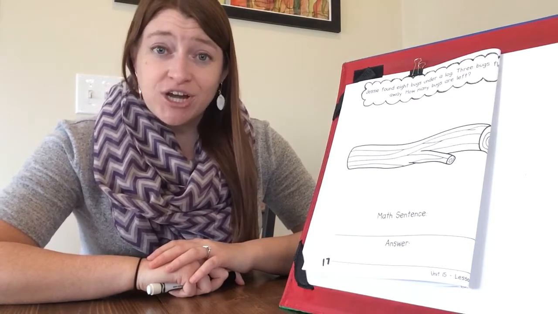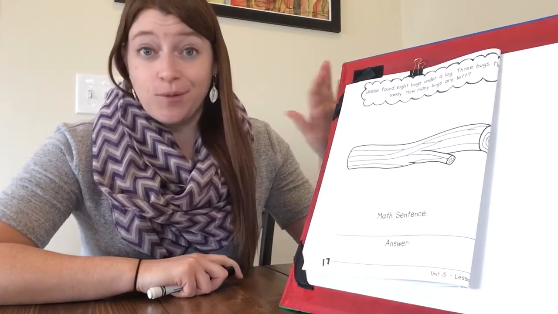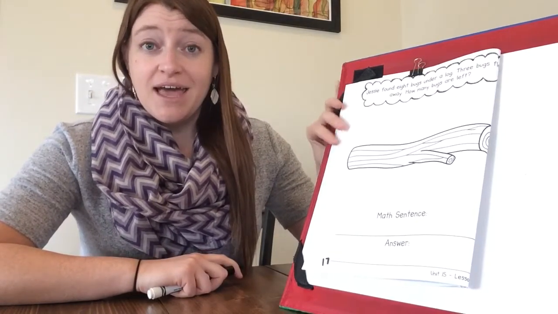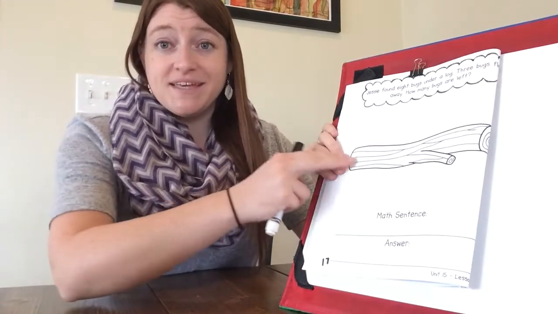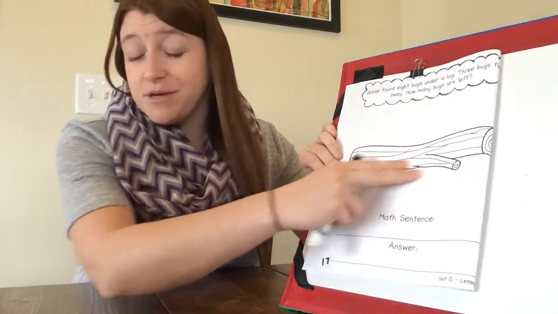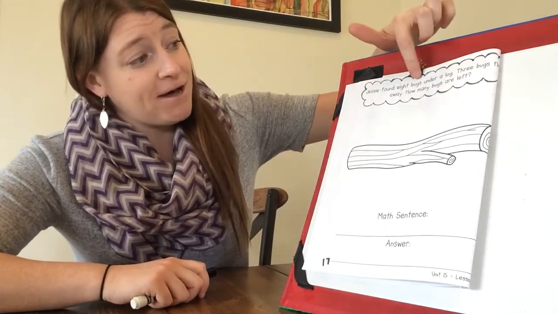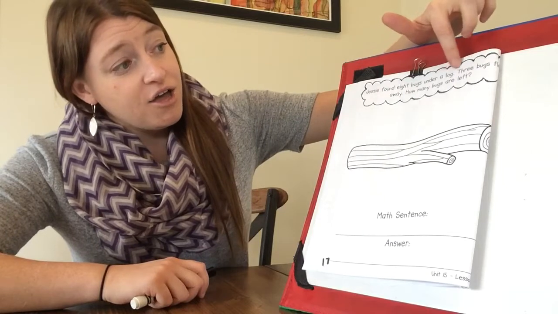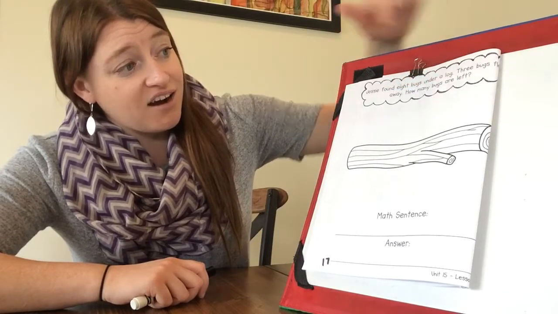Okay, so the first job every time we're solving a word problem is to read the word problem. So I'm going to read it to you now, and we can try to picture the story in our brain. This word problem is helpful because they gave the start of a picture to help us. This says, Jesse found 8 bugs under a log. 3 bugs flew away. How many bugs are left?